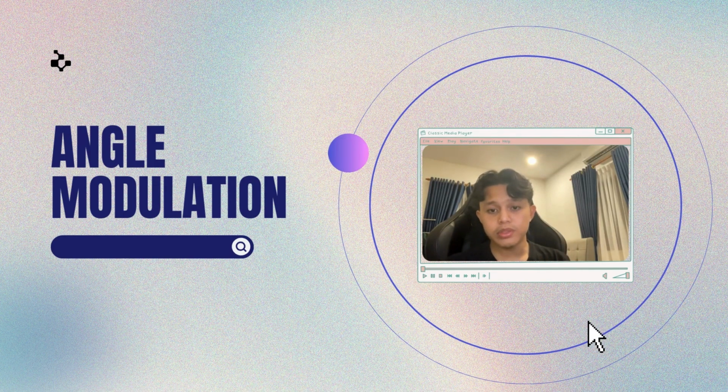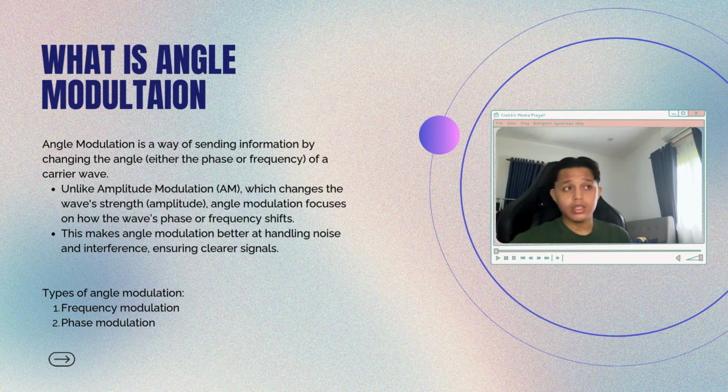Let us proceed with the next subtopic, which is angle modulation. What is angle modulation? Angle modulation is a way of sending information by changing the angle, either the phase or frequency, of a carrier wave. Unlike amplitude modulation (AM), which changes the wave strength (amplitude), angle modulation focuses on how the wave's phase or frequency shifts. This makes angle modulation better at handling noise and interference, ensuring clearer signals.